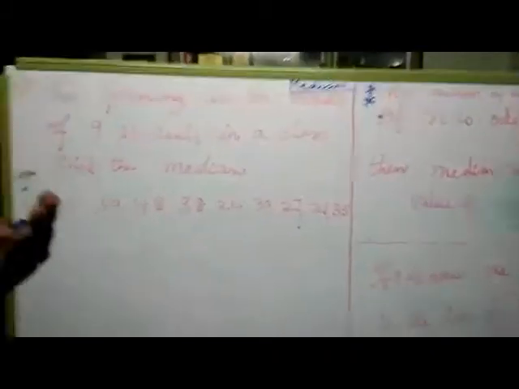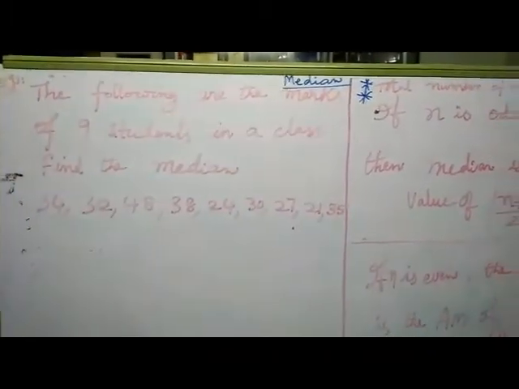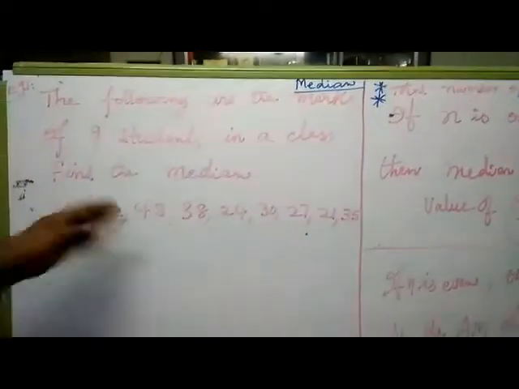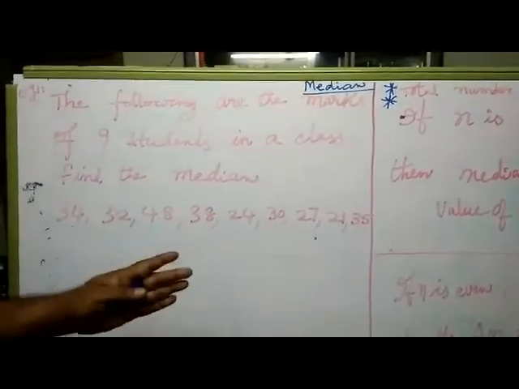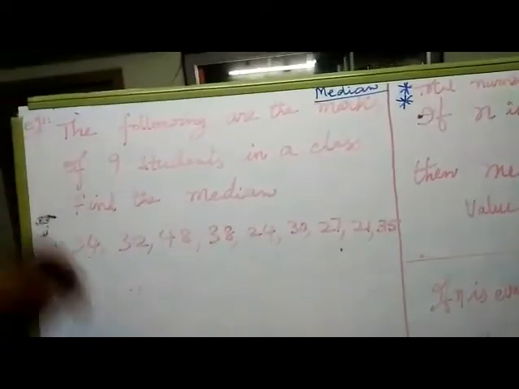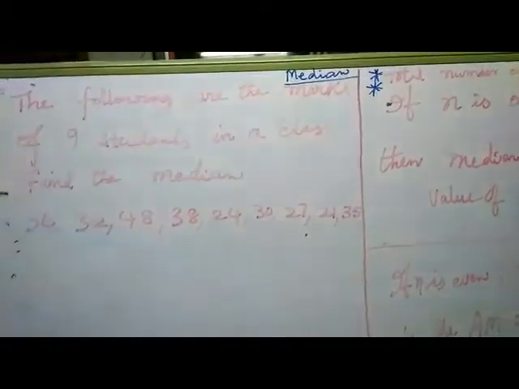Once again, median. We will discuss the same example 1 and example 2 once again. Why? Because in the old method, we arrange in ascending order and cancel here and there, and we get the answer. But as 10th class students, you must know the formula.